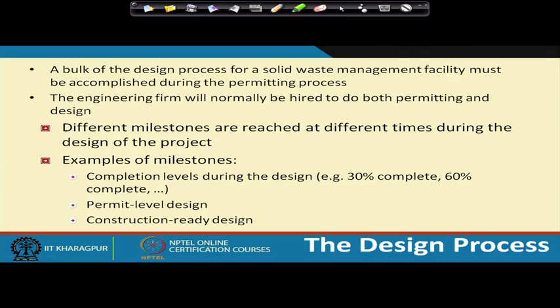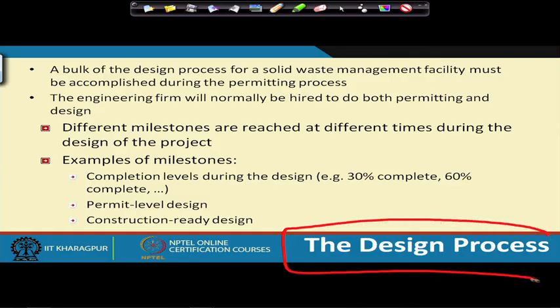In terms of the design process, the bulk of the design for a solid waste management facility must be accomplished during the permitting process, at least the basic design. Because as part of the permit document, you need to submit all these design drawings at different levels of completion. So at least the basic design, and to some extent even the detailed design, gets completed as part of the permitting process. The engineering firm will normally be hired. Typically the firm which is hired to do the permit application is hired to do the design as well.